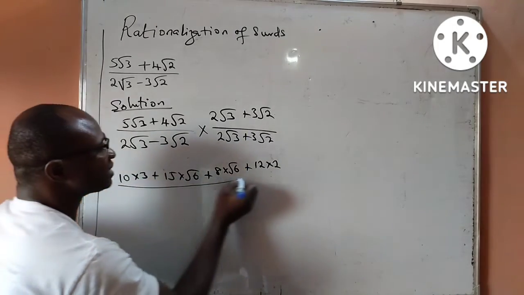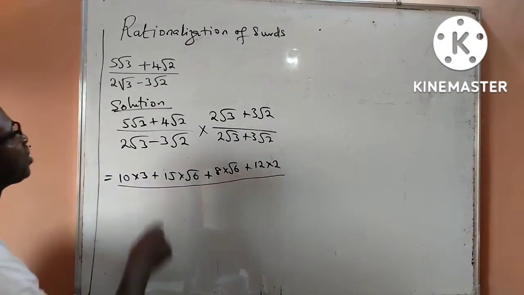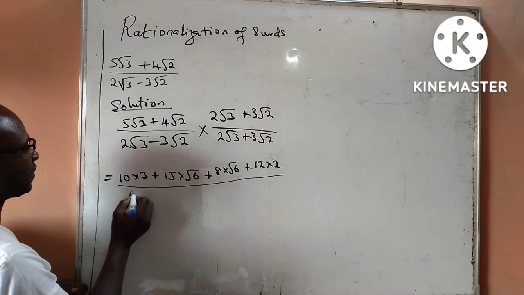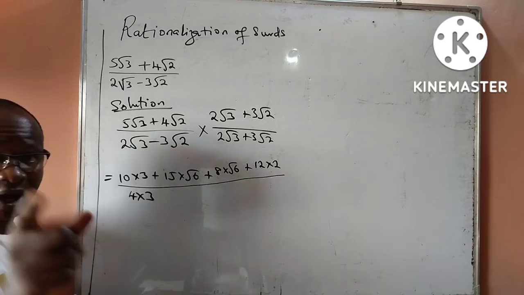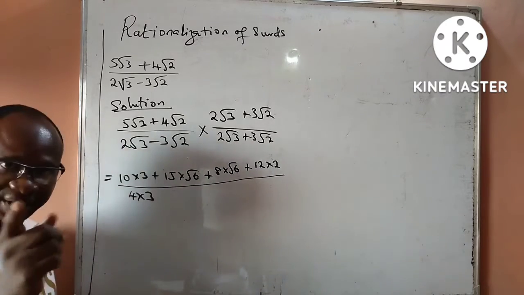I will do the same thing, the same process, the same approach at the denominator, which means I have 2 root 3 times 2 root 3. This is going to give me 4 times 3, because 2 times 2 is 4, and root 3 times root 3 will give me 3.